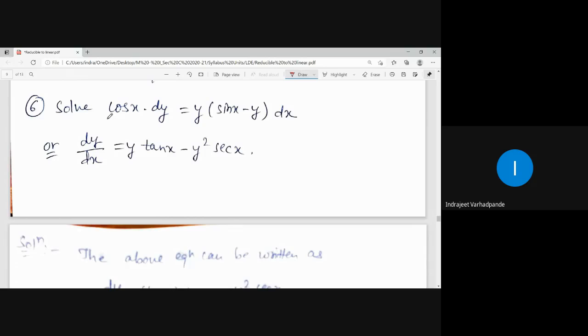So one more example related to Bernoulli's differential equation, which is identified as reducible to linear form number 2, and we identify that as some function of y or some power of y is multiplied to a function of x in the RHS. So here initially the question is given to us as cos x into dy is equal to y multiplied by sin x minus y dx.